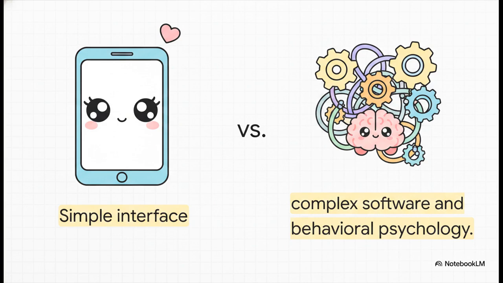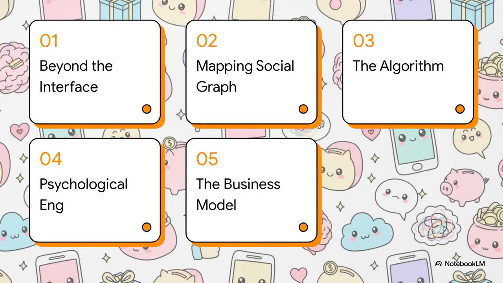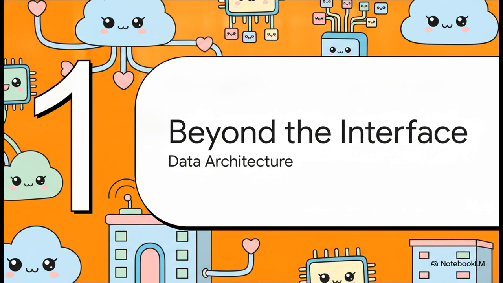You've got this super simple, user-friendly interface masking some of the absolute most complex software engineering and behavioral psychology in the entire world. To really unpack this, we're going to peel back the layers of this digital onion by looking at 5 core pillars: beyond the seamless interface, mapping your social graph, the algorithm knows you, hacking the human brain, and finally, you are the product. So let's kick things off with section 1, beyond the seamless interface.